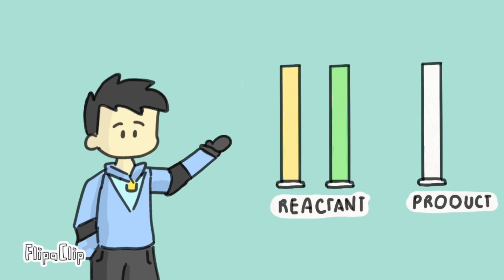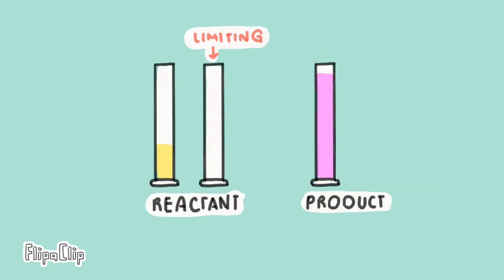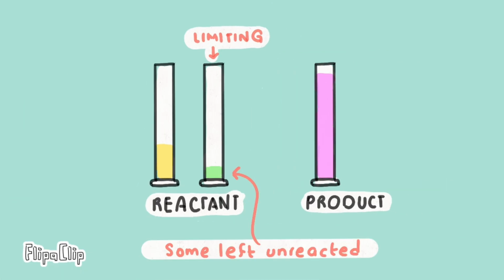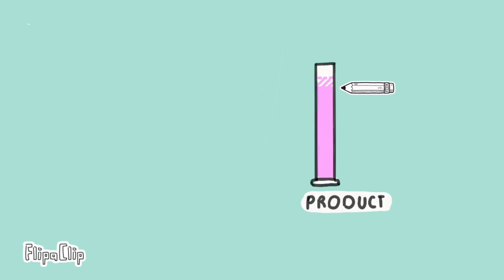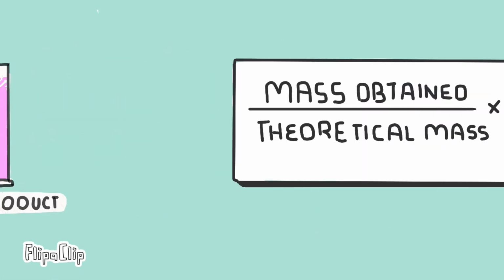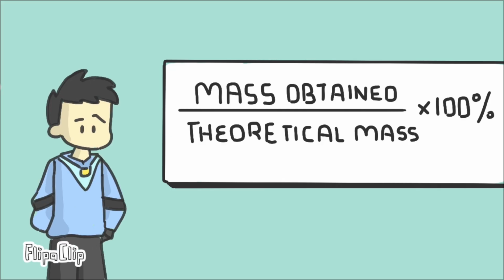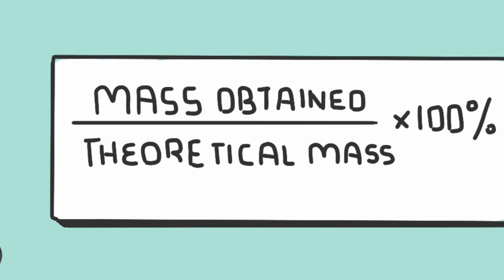As of now, it seems like limiting reactants are something that would run out completely by the end of the reaction, but that is rarely the case. In reality, most reactions would still have some limiting reactant unreacted, because real-world physics is much more complicated, and that also means that the actual product we get is lower than the calculated ones. This difference between the actual amount of product is what we call percentage yield. For the formula, it's basically the mass of the actual product over the mass of the theoretical one times 100%.